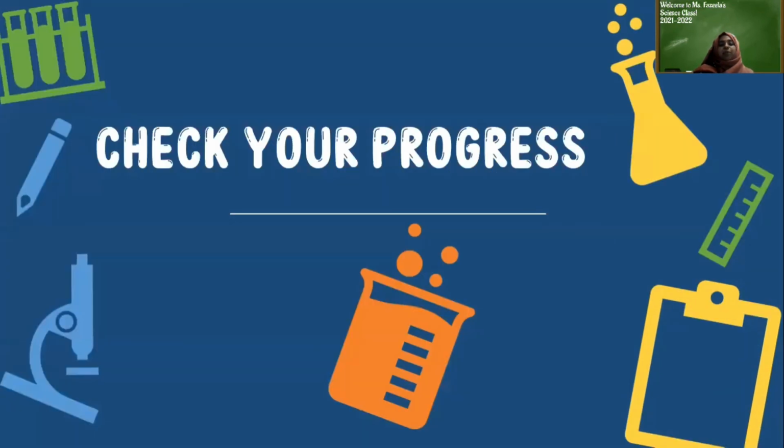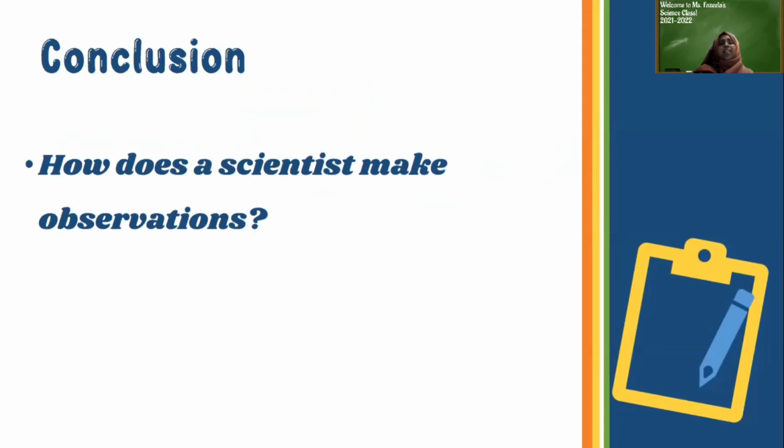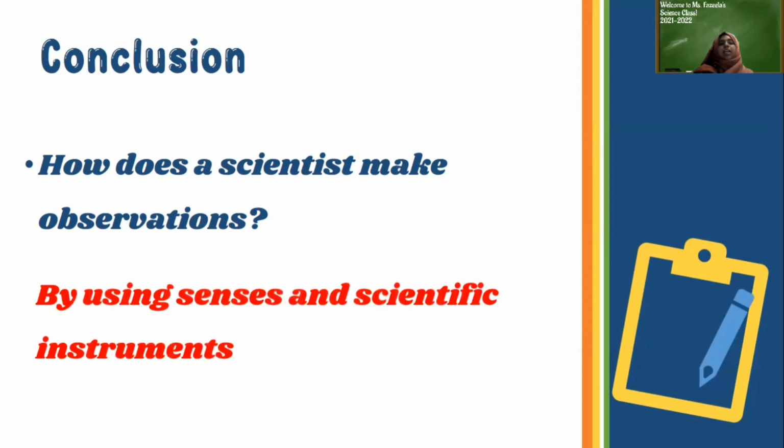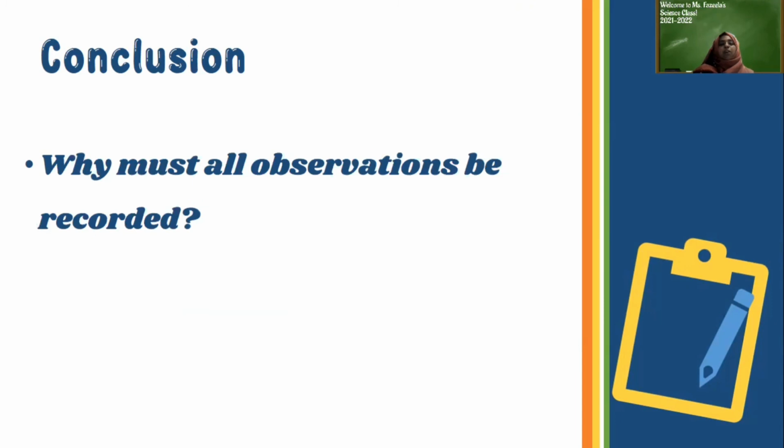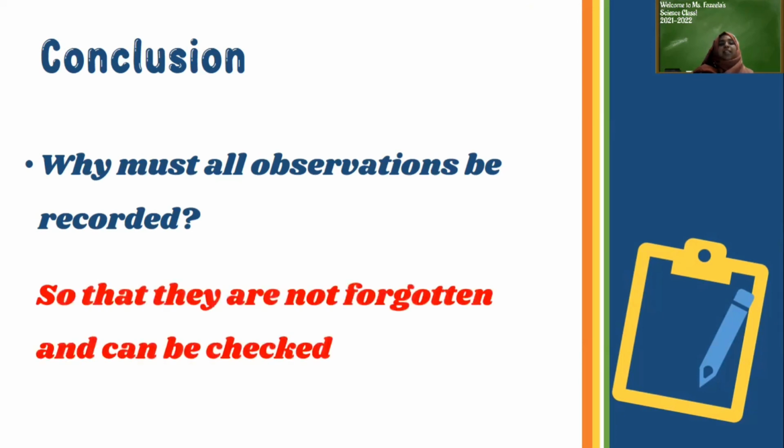Now let's check the progress. How does a scientist make observation? Yes, by using senses and scientific instruments, right? Okay. Why must all observations be recorded? I told you there are 2 reasons. Yes, so that you don't forget and it can be checked.